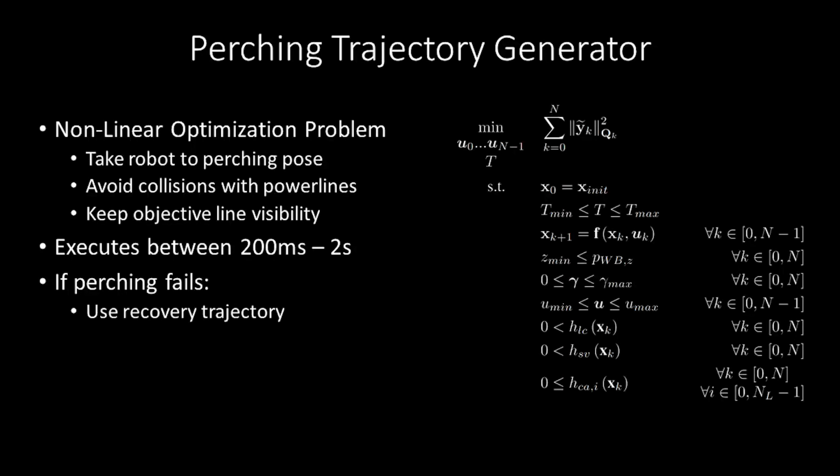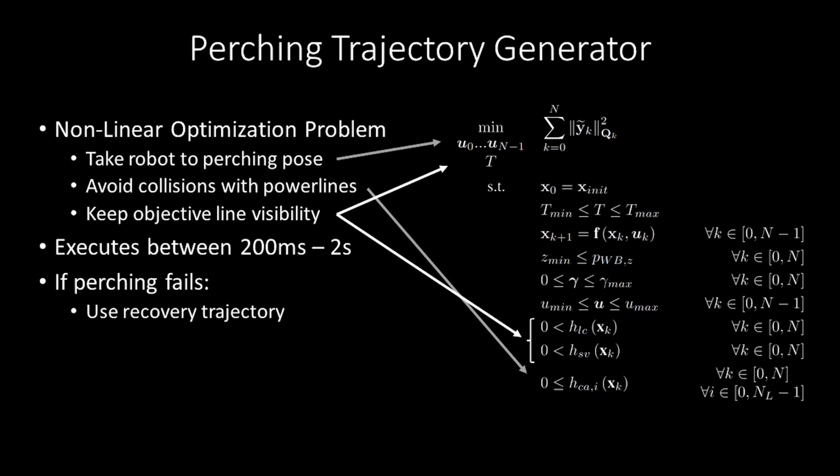These agile trajectories are computed with a nonlinear optimization problem that includes an efficient formulation of the power line collision avoidance and also of the visibility of the objective power line. The resulting cost function and constraints take the quadrotor to a desired perching pose at a zero or specific velocity while avoiding collisions with the power lines and maximizing the visibility of the objective line during the maneuver. The problem can be solved on board the quadrotor in a matter of seconds before the trajectory begins.